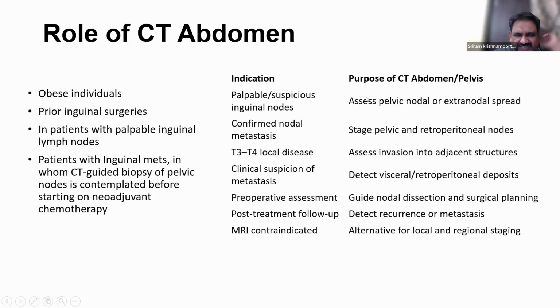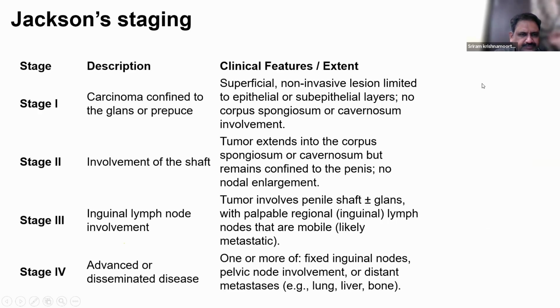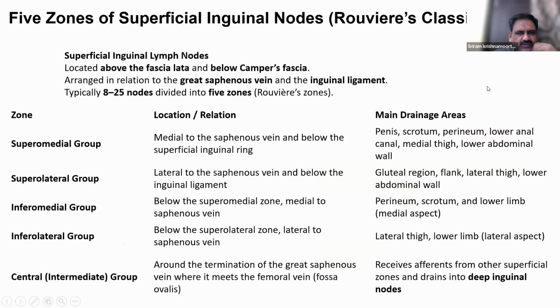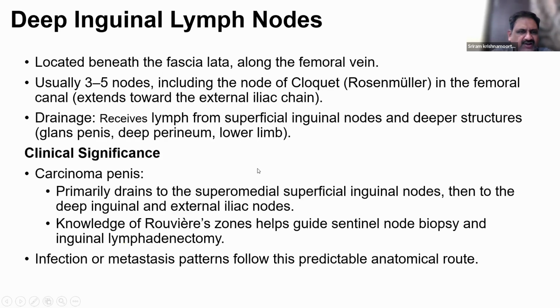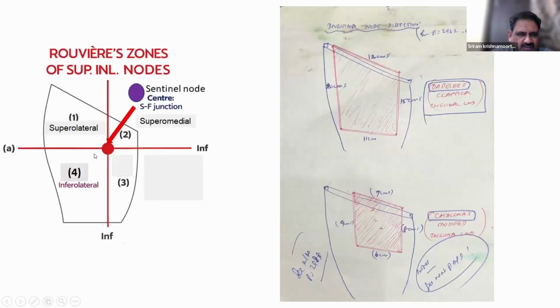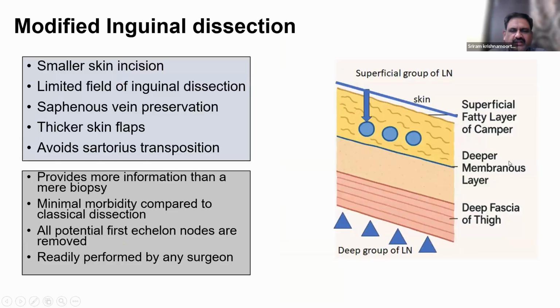Verrucous carcinoma we discussed. Role of CT scan we discussed. Jackson staging also. And then the Rouvier's classification, you can talk about Dassler, you can talk about Rouvier's zones. All this you should know, how they are being classified: superior medial, inferior medial, and all that. Then the deep inguinal lymph node significance, the Rouvier zones, this anatomical arrangement you should be very familiar with, and the extent also, how much superior limit, inferior limit for each of these. Dassler and the Catalona modification you should know. This is the most important thing you should understand.